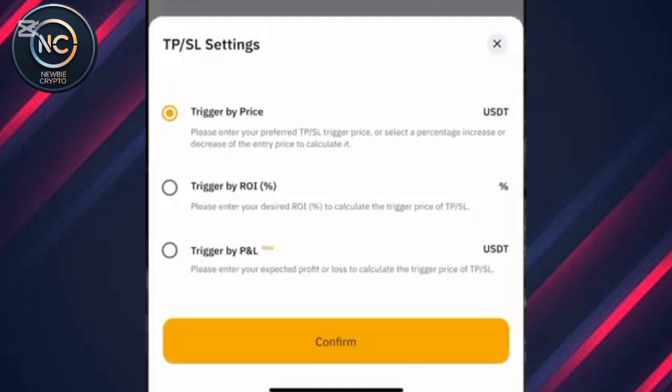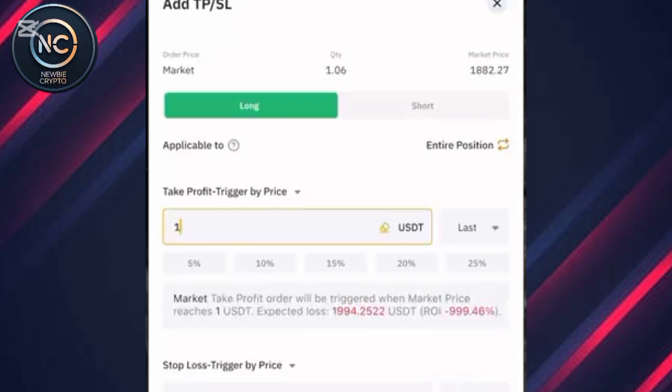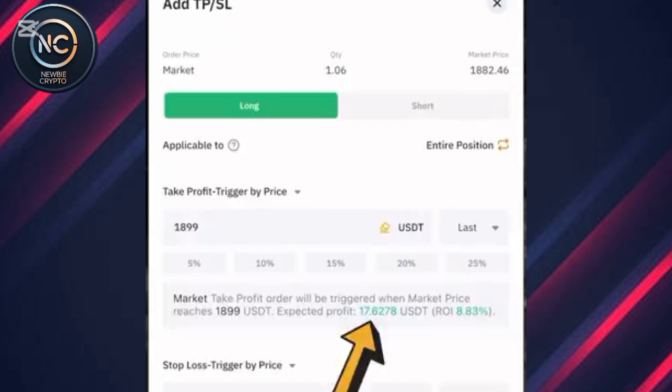Now for trigger by price, that is simple. Just pick trigger by price right here, and then you just come here to enter the price you want to take your profit. Remember, let's say we are entering with market order. That means we are entering at 1,882 USDT. So let's, for example, want to take profit at 1,899 USDT. Just for example, that means if you enter that, you will see the amount of profit you'll be making right here. So you can see expected profit is 17 USDT, and that's 8.83%. So if you are taking profit at that price, this is the amount of profit you are making.